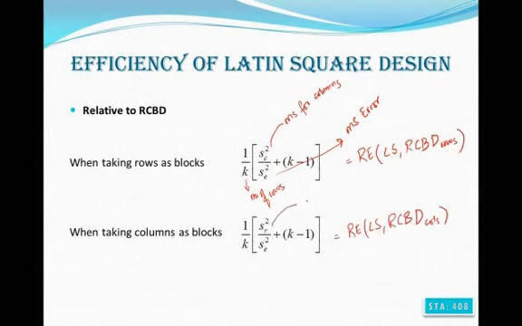Here Sr square is the mean square rows, and this is the mean square error. And again k is the number of rows, number of columns, or number of treatments. When you use the rows as blocks, in the formula you will put the mean square for columns. And a point to be noted: when you take the columns as blocks, use the mean square rows in the formula.